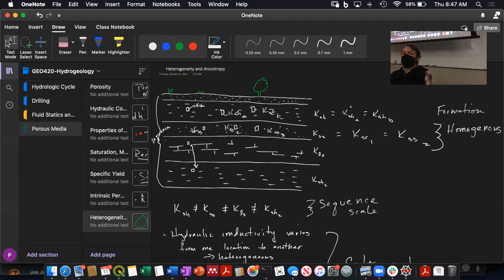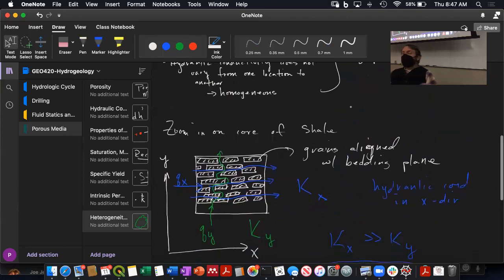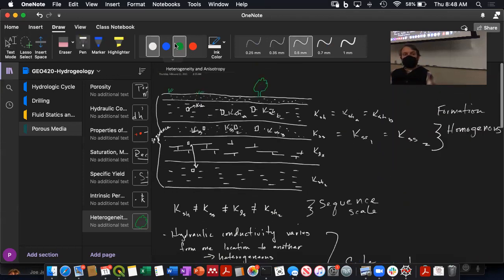All right. But if I come down here, I just told you that if I zoom in on the shale, I definitely don't expect the hydraulic conductivity to be the same in both directions, right? I would expect that fluid flow in this direction would be greater, or the hydraulic conductivity would be greater in the X direction than in the Y, right?